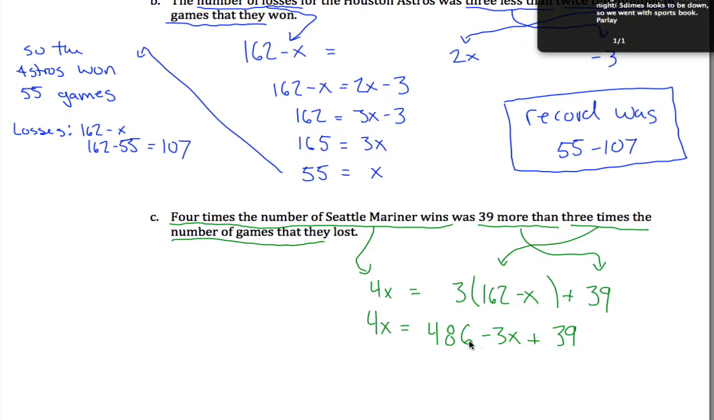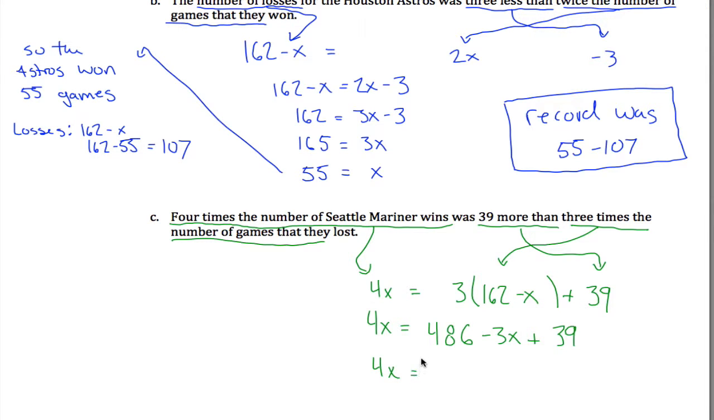And so what we have here is a linear equation that we can solve. Add 3X to both sides. And you get, well, no, I'm going to make sure I go in the order that I've been doing these in class. Let's first combine like terms. So 486 plus 39. So that ends in a 5. Carry the 1. You get 525 minus 3X. And then add 3X to both sides, and you get 7X equals 525. And then you've got to divide 525 by 7.